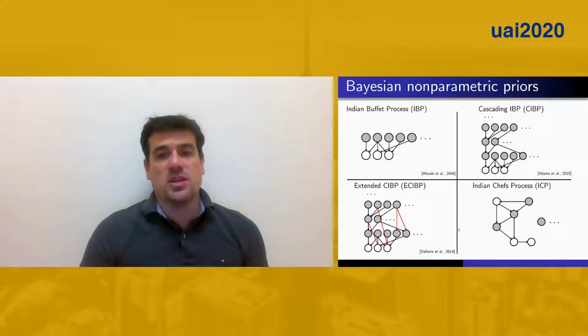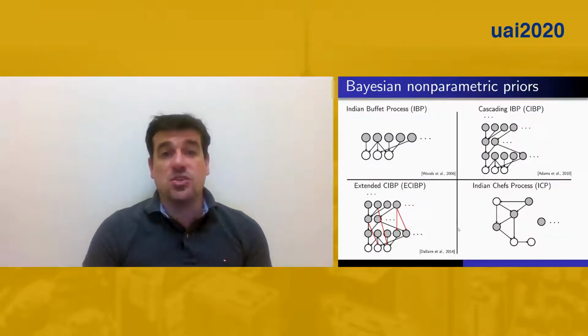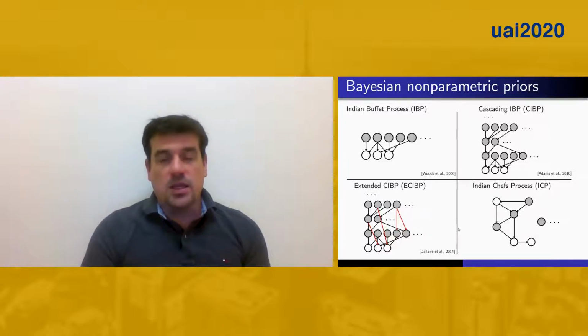In the Indian Chef's Process, the motivation is to learn the structure of a graphical model. And we want the prior that is as flexible as possible. So basically, there are a couple of Bayesian nonparametric priors that try to infer the structure of graphical models.